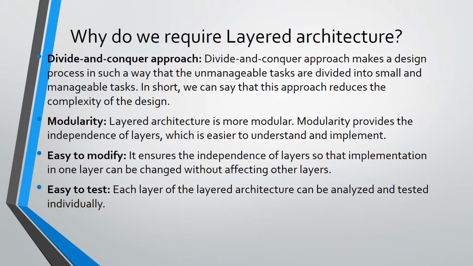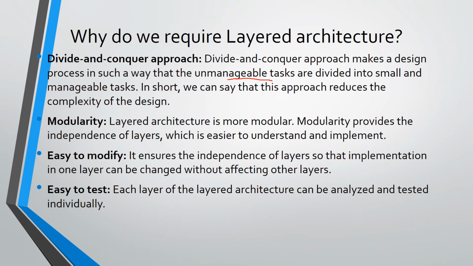Why do we require the layered architecture? One of the main reasons is the divide and conquer approach, whereby we make a design process in such a way that the unmanageable tasks are divided into small and manageable tasks. In short, we can say that this approach reduces the complexity of the design.